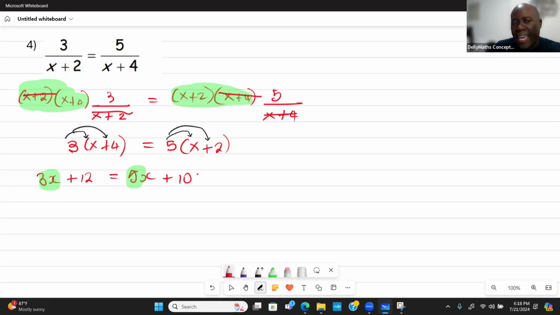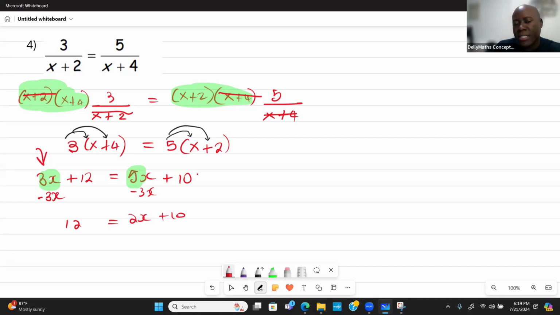So if I want to collect the x's on the right, I'm going to have to remove the 3x from the left. So I'm going to subtract 3x from both sides, so that on the left side there is no x. I'll just have 12. And this is going to equal 5x minus 3x, which will leave me with 2x plus 10.